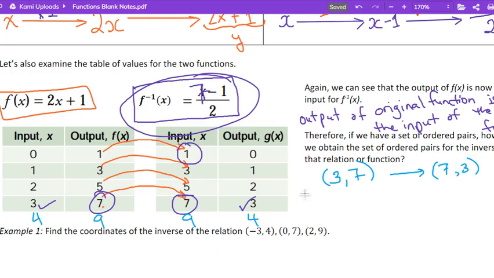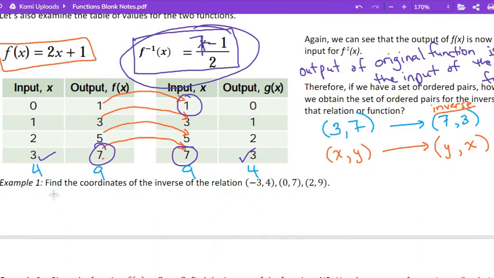Well, in that case, I can say that if I have an x and y for the original function, then the coordinates of the inverse function will be y and x. This is the inverse. So all I have to do is swap the two coordinate points. Okay, take a second to digest that.